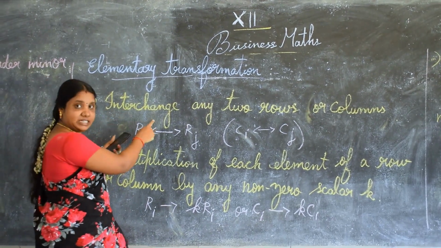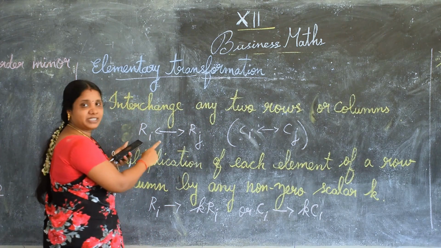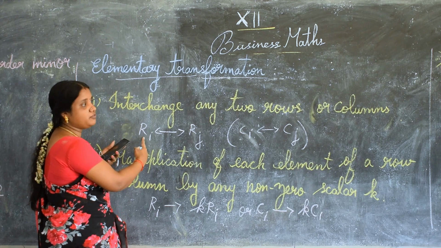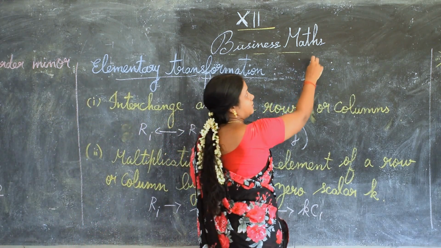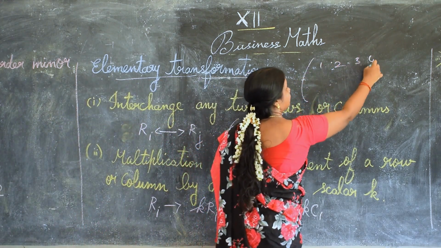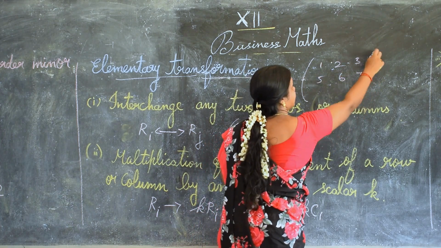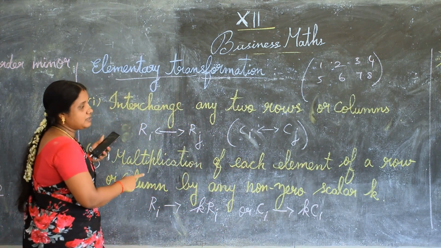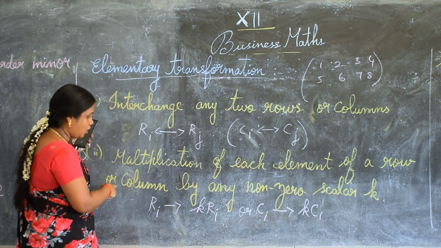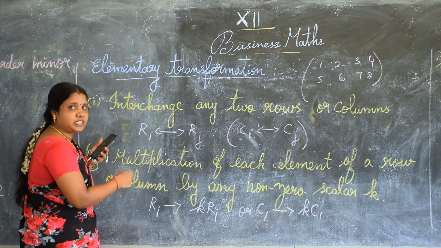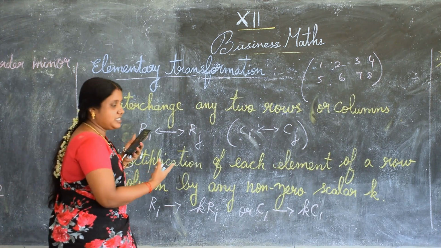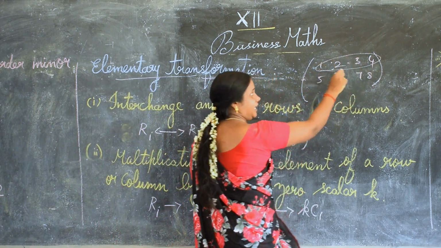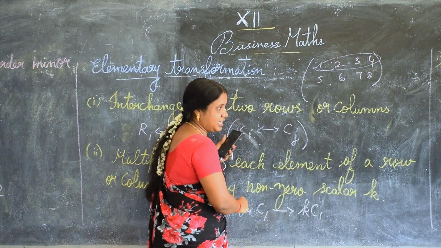See here, you can interchange any 2 rows or columns in the matrix. Ri you can interchange and write it as Rj. Rj you can write in the place of Ri. See here, for example, 1, 2, 3, 4, 5, 6, 7, 8. You can interchange and write these 2 rows. Next our second point is multiplication of each element of a row or column by any non-zero scalar. You should not multiply with 0. Instead, you can multiply with any number. See here, suppose this is the matrix, this entire row you can multiply by any number. This is the second point.